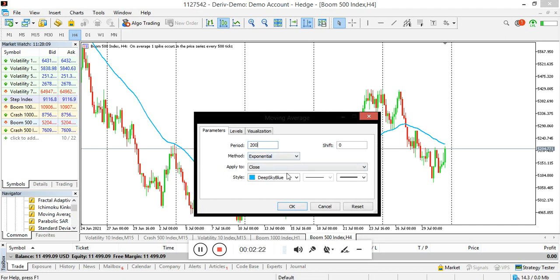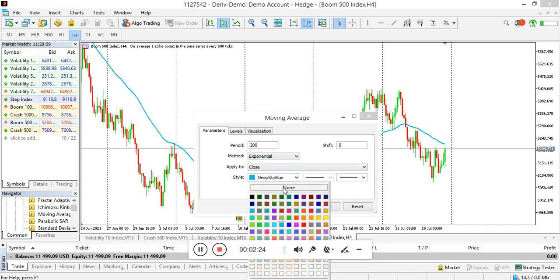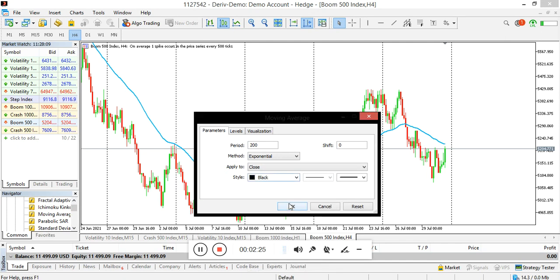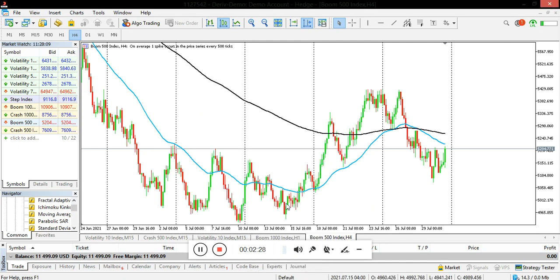Exponential, applied to close, and let my moving average 200 be black. Okay, you can decide to make it a color of your choice. Another thing I'll be adding is fractal. I want you to follow what I'm doing. Fractal should be seen inside oscillators.